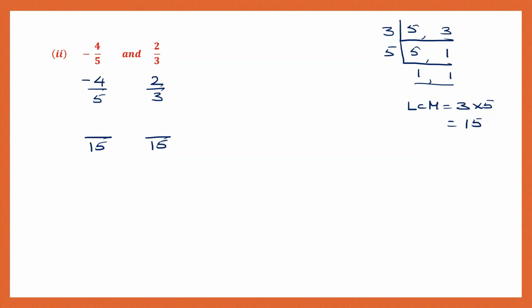Now 5 into 3 is 15. So let's multiply minus 4 also by 3. So the sign is minus, 4 3s are 12. Then let's go on to the next one. 3 5s are 15. So we multiply 2 by 5. So what do we get? 2 5s are 10. Now the denominators are the same as you can see. And our numerators are minus 12 and 10.